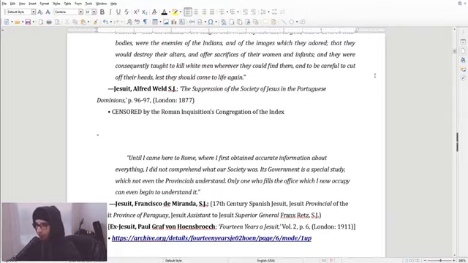Now, this is quoted in ex-Jesuit Paul Graf von Hoensbroech's 14 Years of Jesuit, Volume 2, page 6, London, 1911. This is what the Jesuit Francisco de Miranda, the head of the Jesuit reductions in Paraguay, says. Quote, "Until I came here to Rome, where I first obtained accurate information about everything, I did not comprehend what our society was. Its government is a special study which not even the provincials understand. Only one who fills the office which I now occupy can even begin to understand it." End quote.